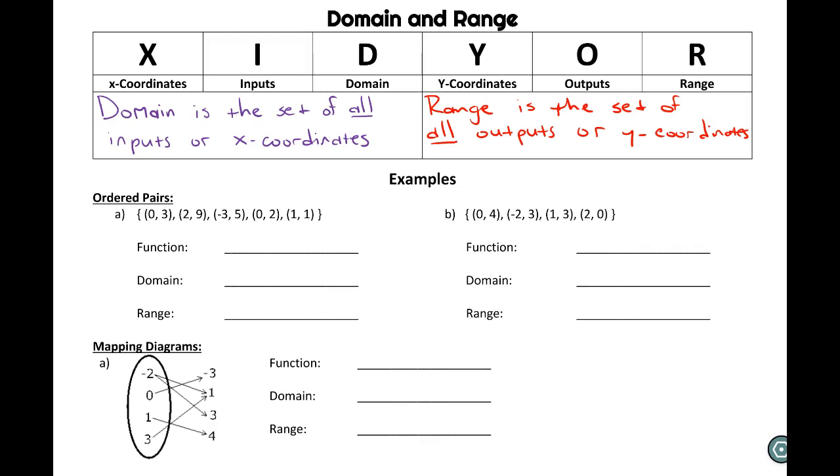One way that I like to remember this is with an acronym called ZIDYOR. Sounds funny, ZIDYOR. ZIDYOR stands for x-coordinates, inputs, domain. Your y-coordinates, outputs, range. So ZIDYOR. That might be a fun, interesting, creative way to remember which one is domain and which one is range. So domain is x, range is y. If you need to get the rest of that down, go ahead and pause here.